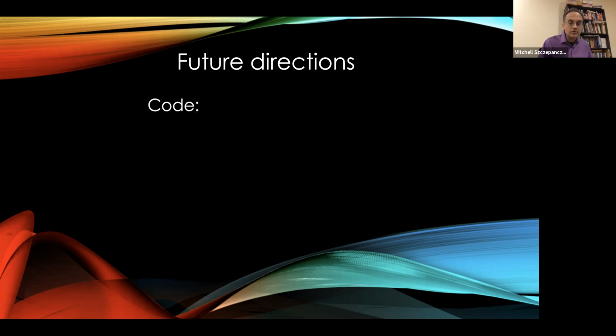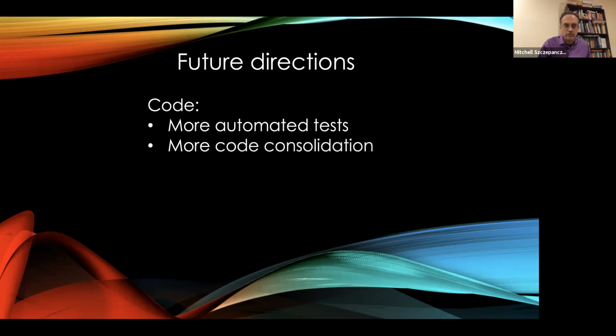So with regards to code, what are the things we have to do for this P-Quad code? Well, for one, as you will see in the code, and I'll share the link momentarily, we want more automated tests. There are some, we want more, so add more. TDD is our watchword here. There's also more code consolidation.